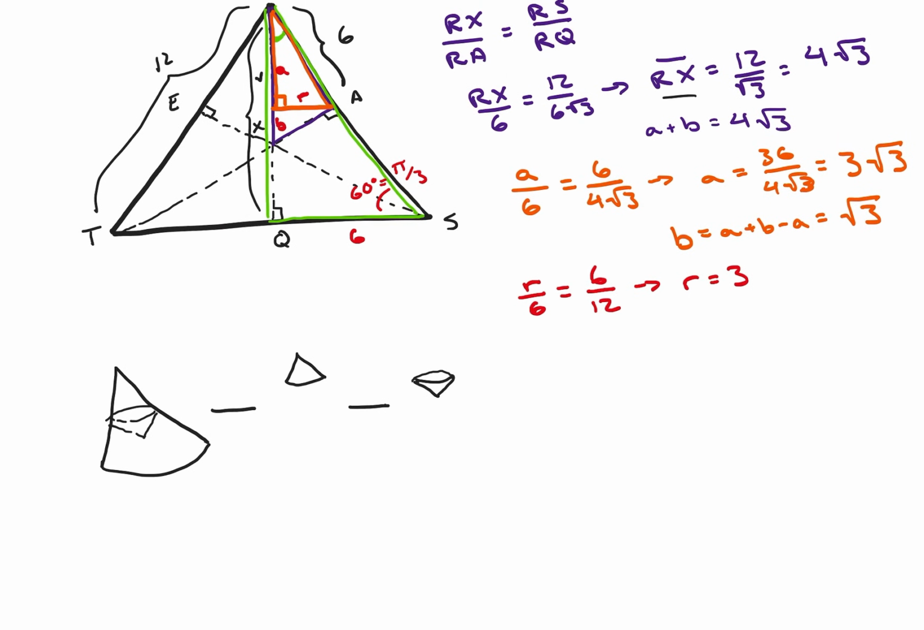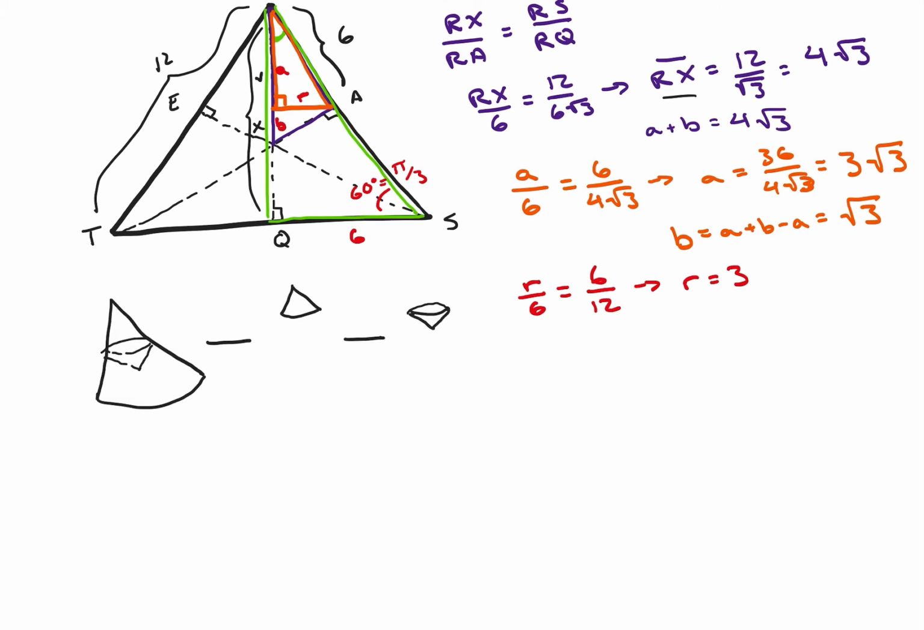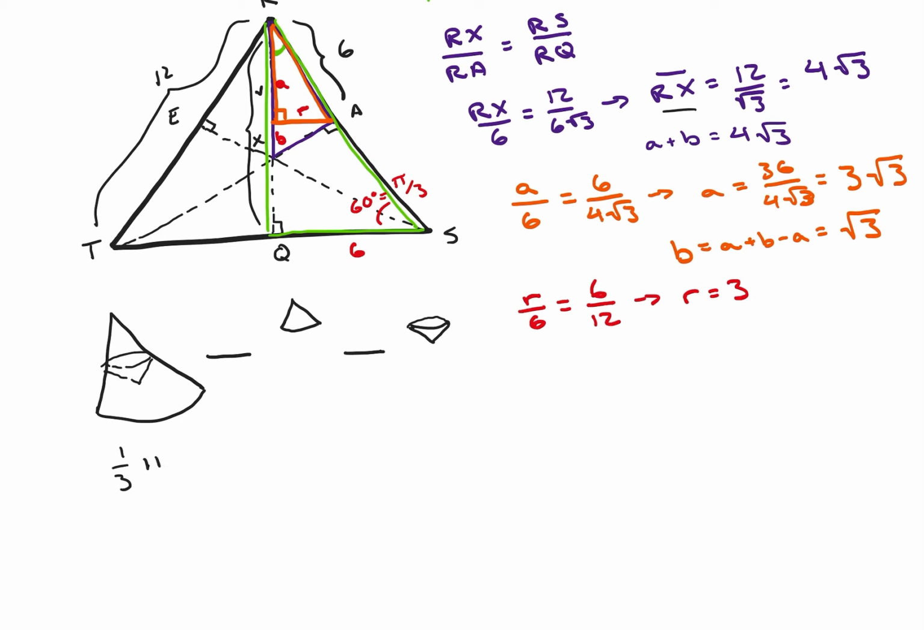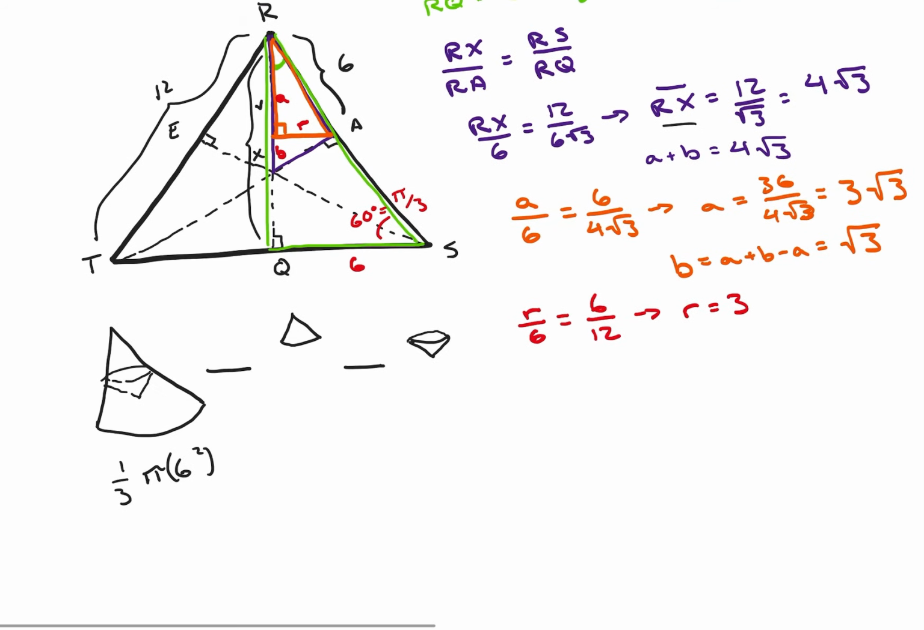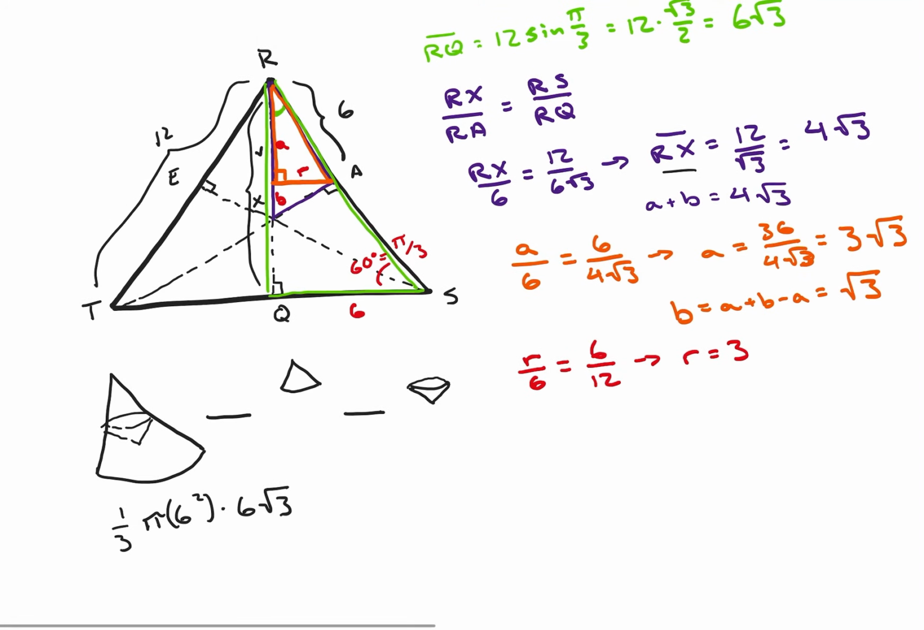So if we remember our volume for a cone, it is going to be 1/3 the area of the base times the height. So the area of our base is pi times 6 squared. And our height is going to be our length RQ, which is 6 square root of 3. We determined that above. So this is our first shape.